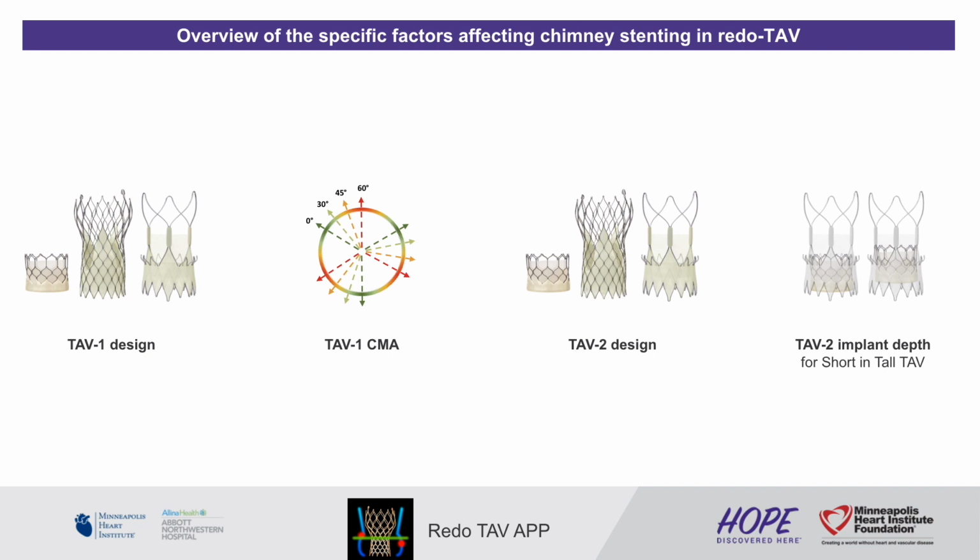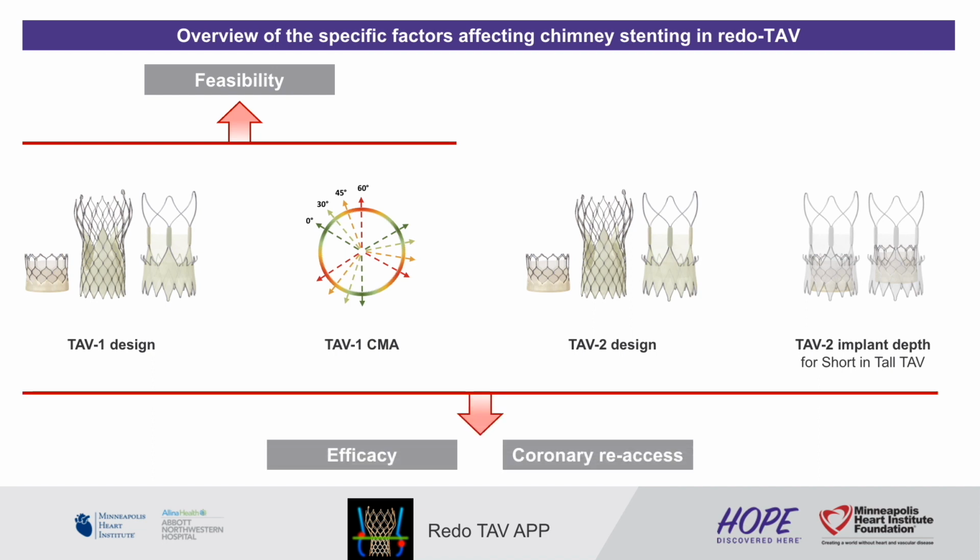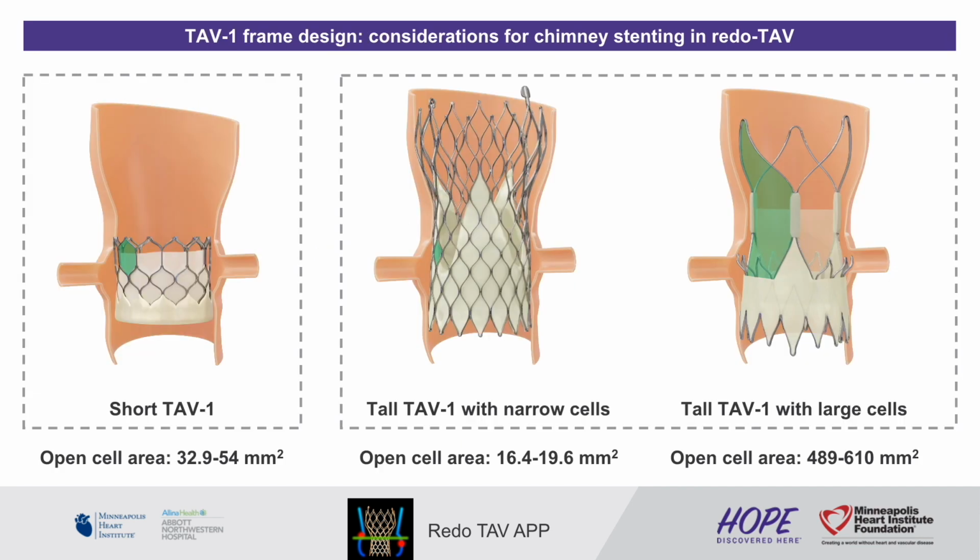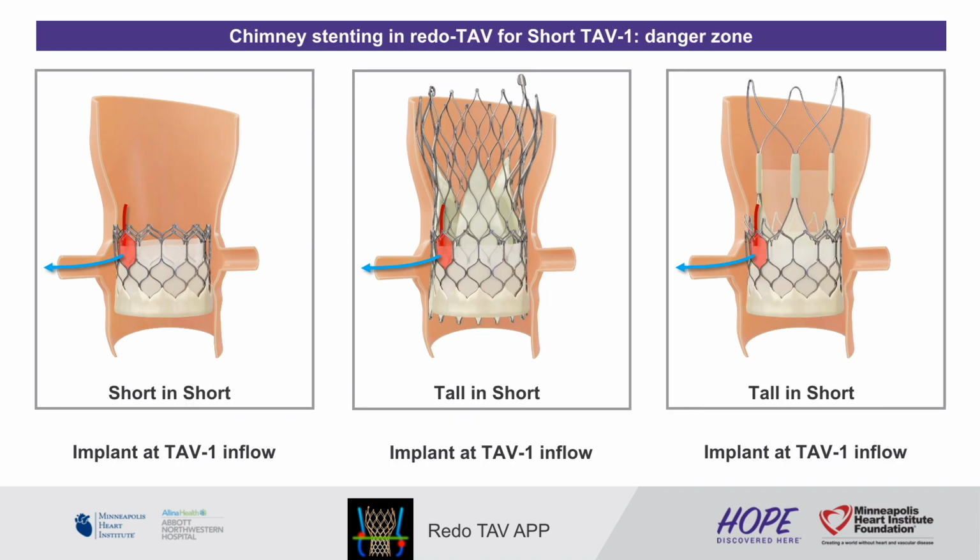Particularly, 4 factors might affect feasibility, efficacy, and coronary reaccess after chimney stenting: TAV1 design and alignment, TAV2 design, and implant depth. Chimney stenting requires coronary cannulation and stent delivery through TAV1 frame, which is affected by the size of TAV1 accessible cell and commissural alignment. Furthermore, interaction between TAV1 and TAV2 frames might compromise chimney stents after deployment.